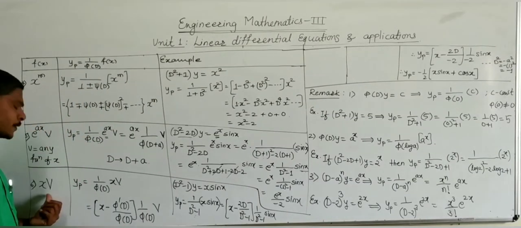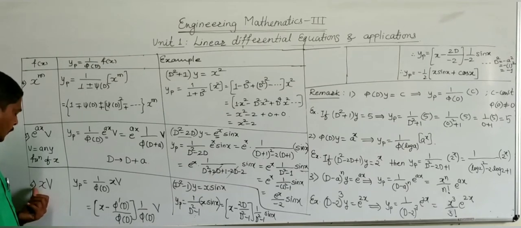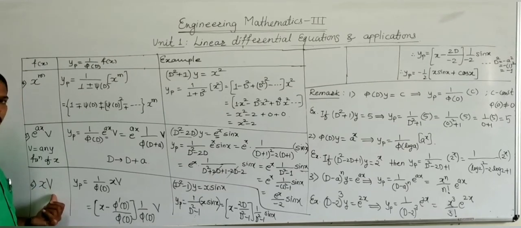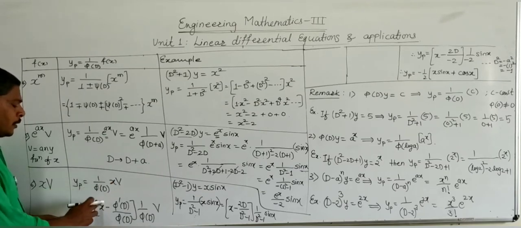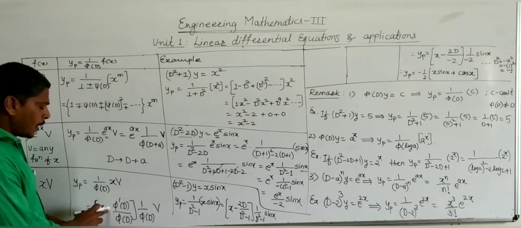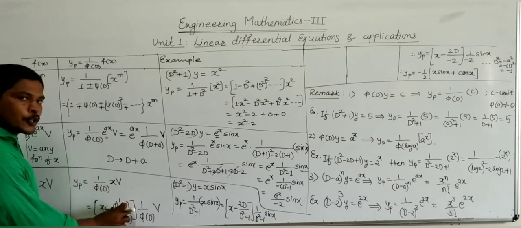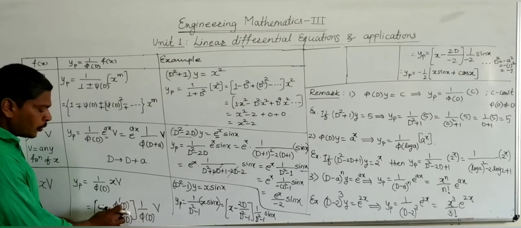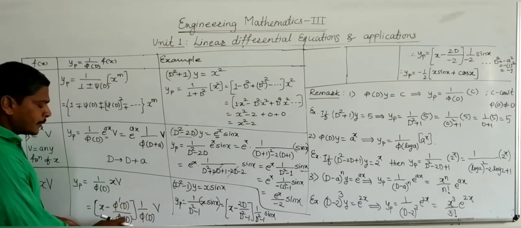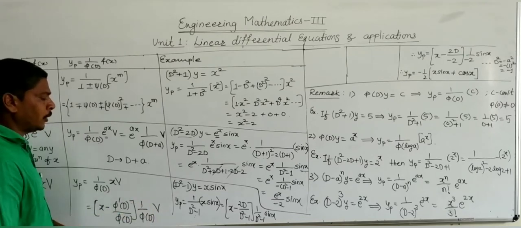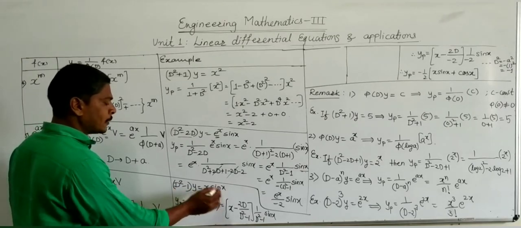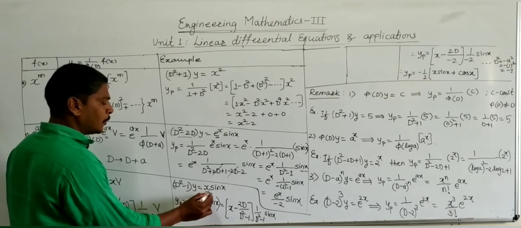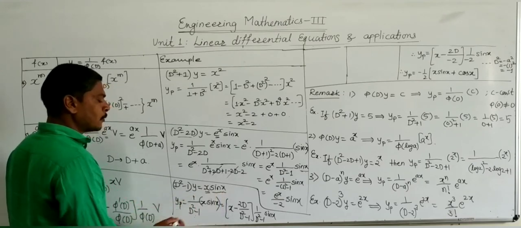Finally, the sixth case of the shortcut method is x into v. If f of x is a function x into v, where v is any function of x, then in that case yp becomes 1 upon phi of D into xv. That means x minus the derivative of this phi of D with respect to D, because this is a function of D, divided by this phi of D as it is, into 1 upon phi of D into v. So for example, (D square minus 1) y is equal to x sin x. Here x is multiplied to one function of x, which is sin x.